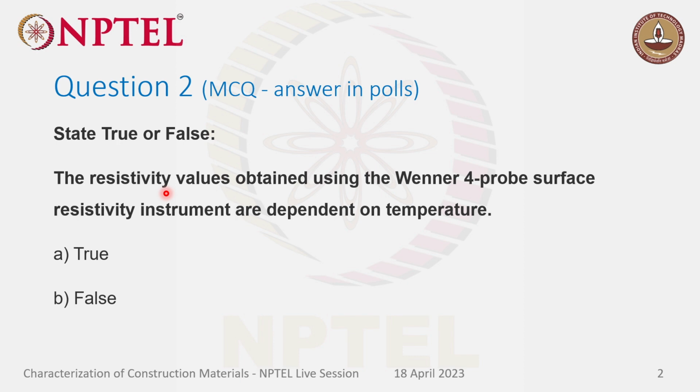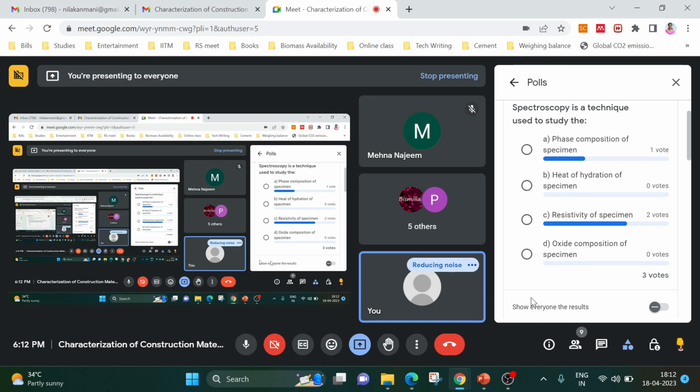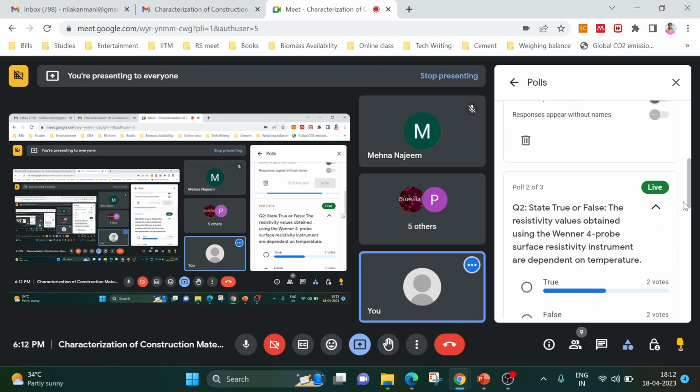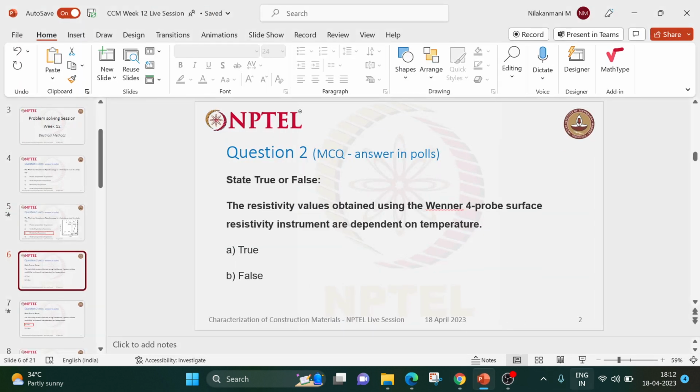I request everyone to type the answer or at least give the answer in chat box. Time is up. Okay, totally four answers. Two of you have found it's true, and two false. I think there is some confusion here. We'll discuss.